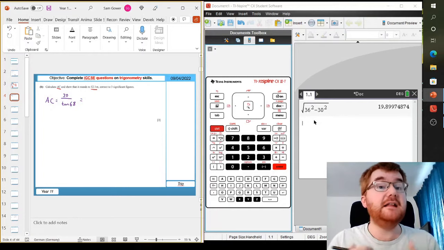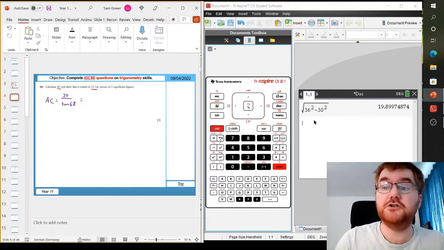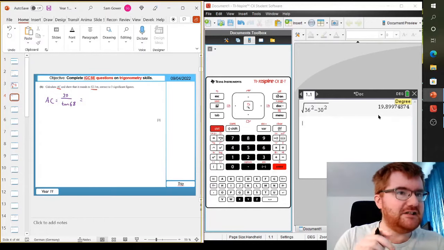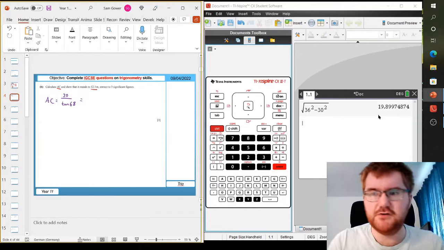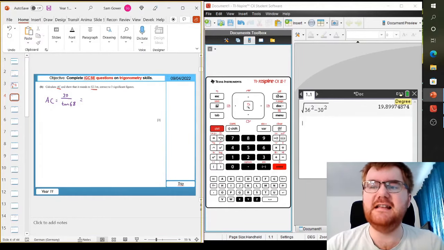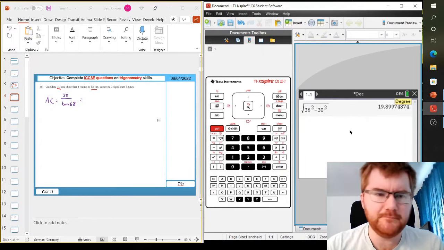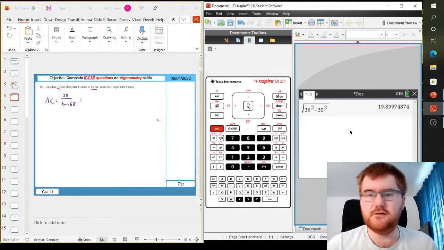So before you do anything with trigonometry here, make sure that it says DEG at the top for degrees. One of the biggest mistakes, particularly international mathematics students, 0580 and 0607 students, make is on their graphical calculator. They do not check that it says DEG at the top and not RAD. Notice you can click and it can go between the two. So once it's in DEG, we are going to get the correct answer.